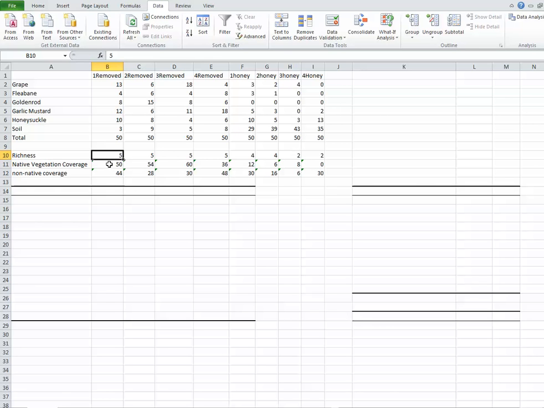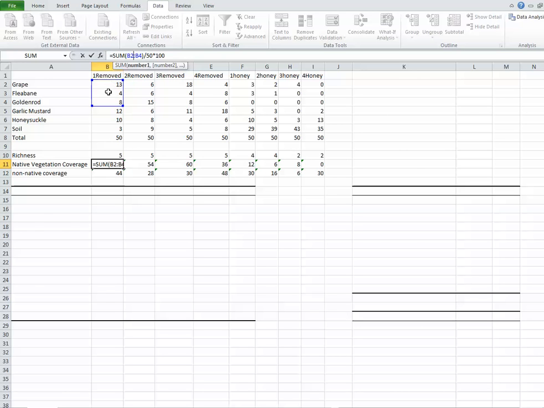Native vegetation coverage, however, I went ahead and put in a formula up here. And a formula is pretty easy to do. Basically, I just told it to add all of these 3 together, grape, fleabane, and goldenrod. Those are the 3 native species. And then divide by the total number of places that some vegetation could have been, and multiply that by 100.